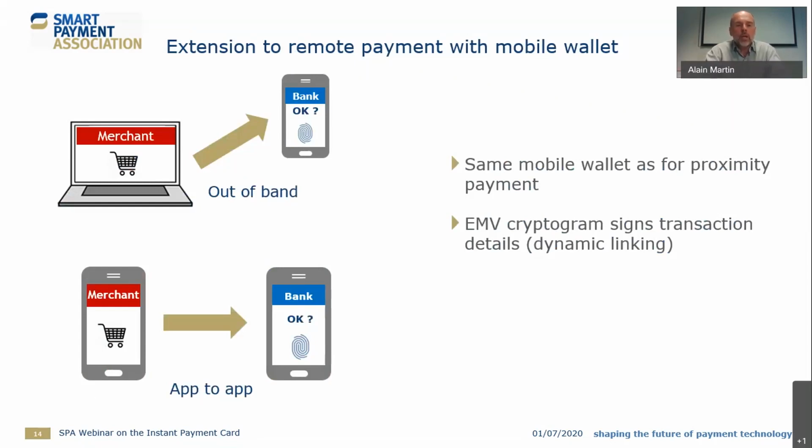whether in an out-of-band situation, if you're shopping on a PC and you are redirected to your mobile phone to approve and authenticate on the phone, or in an app-to-app where you switch from the merchant app to the banking app for that purpose. In this case, the EMV cryptogram has to sign the transaction amount and the merchant ID in order to meet the dynamic linking requirement. And this is perfectly possible, of course.